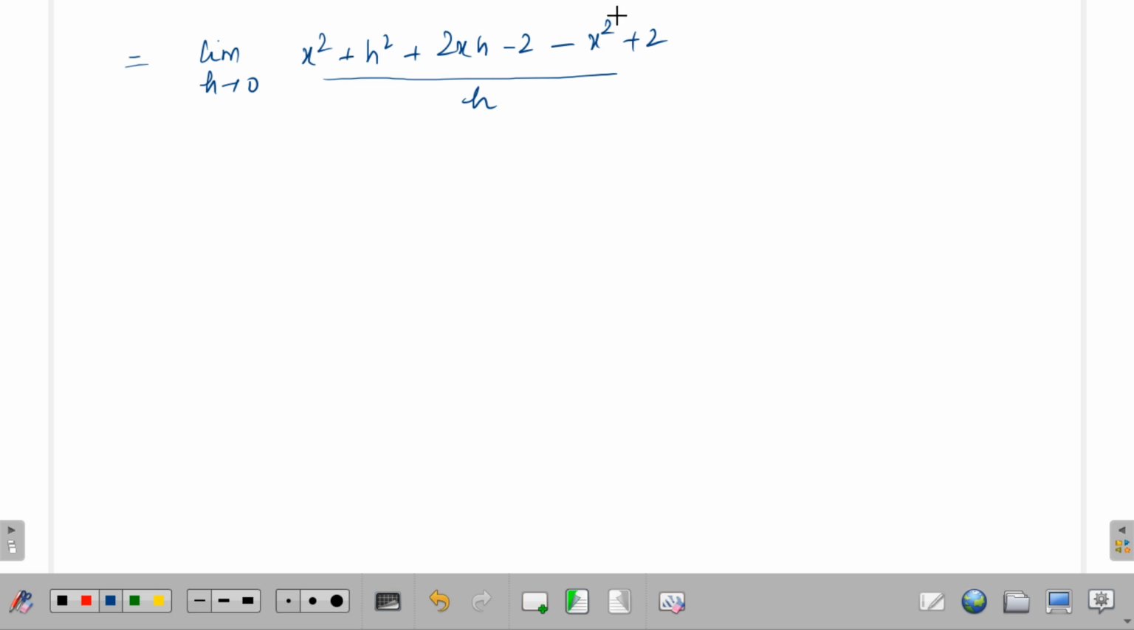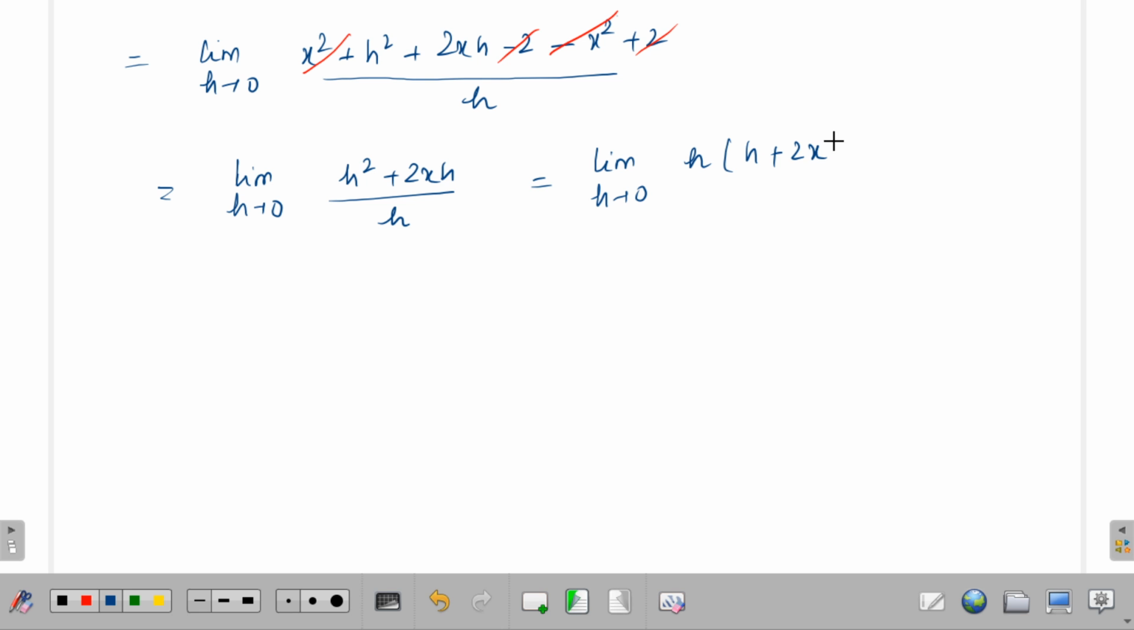Now just cancel the like terms. So what can I cancel over here? I cancel this and that. Again, I cancel this and that. So I'll get the answer, limit of h tends to 0, h squared plus 2xh divided by h. Over here also, I can take h common from the numerator, which will be h plus 2x divided by h. What I can do, I cancel h and h.